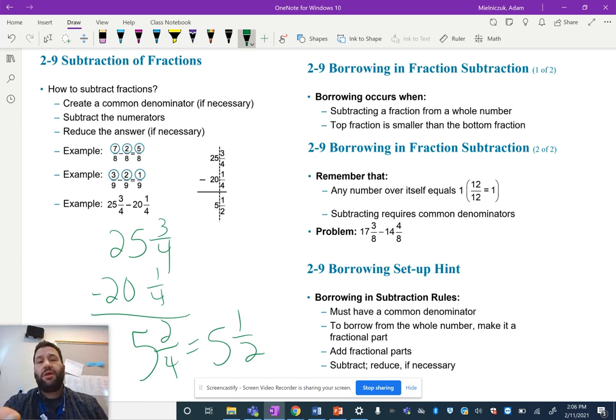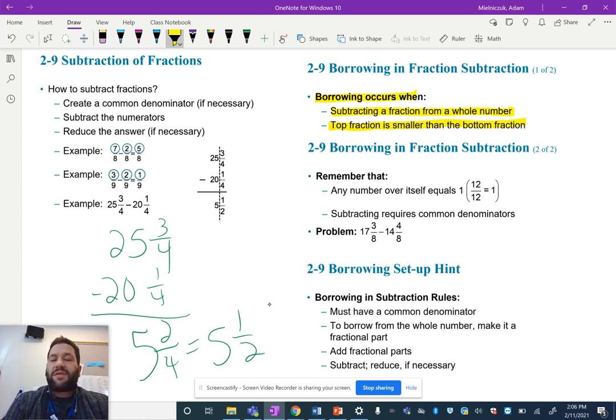Sometimes in subtraction, you got to borrow. So when does borrowing occur? Borrowing occurs when subtracting a fraction from a whole number, or if the top fraction is smaller than the bottom fraction. So let's take a look at some examples. Remember, any number over itself is equal to 1. 12 over 12 is 1. 100 over 100 is 1, and so on.